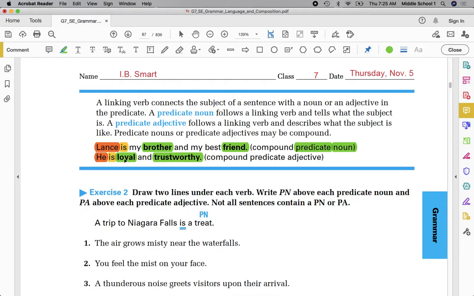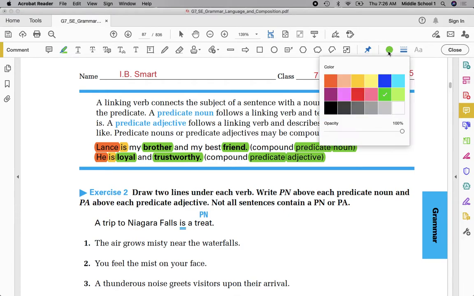He is what? Loyal, trustworthy. That is called a subject complement predicate adjective. We don't call it a direct object because it doesn't follow an action verb. Number 2, these are not nouns, these are adjectives. He is loyal. Loyal describes he. Trustworthy describes him. It's not a noun, it's not a pronoun.